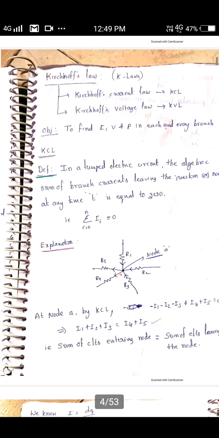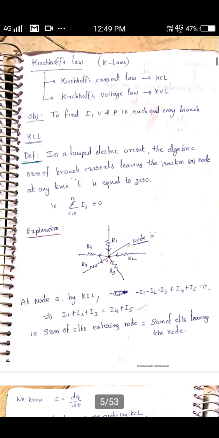Now according to the definition of KCL, the algebraic sum of branch currents leaving. So here I am considering leaving currents only. If any current is entering the node, its leaving current is represented with a negative sign. Thus, through the R1 branch the current entering the node is I1, then what is the leaving current? Minus I1. So minus I1, minus I2, minus I3 plus I4 plus I5 is equal to 0. With this we can write I1 plus I2 plus I3 is equal to I4 plus I5.